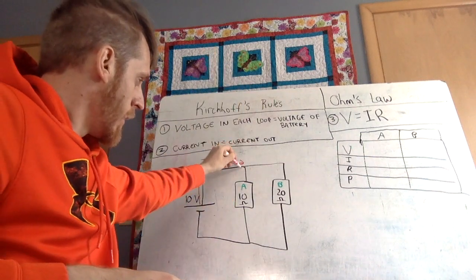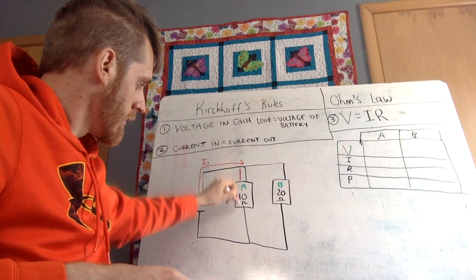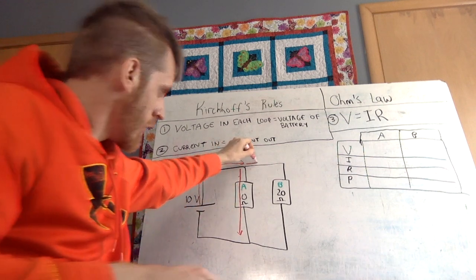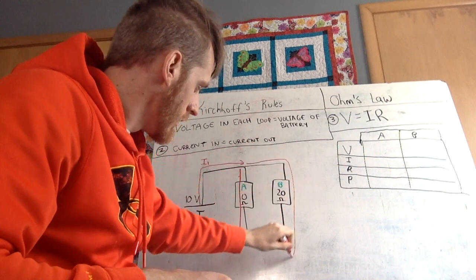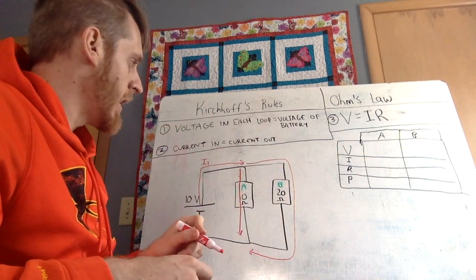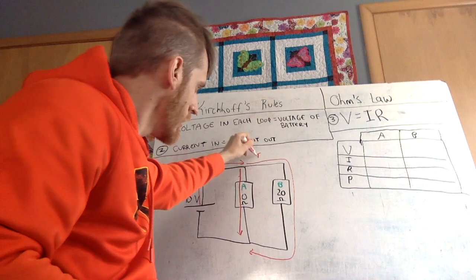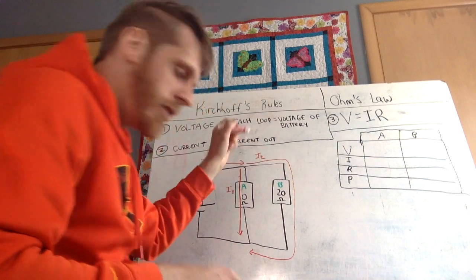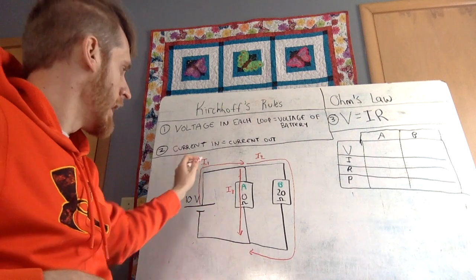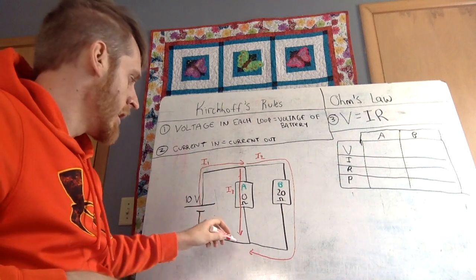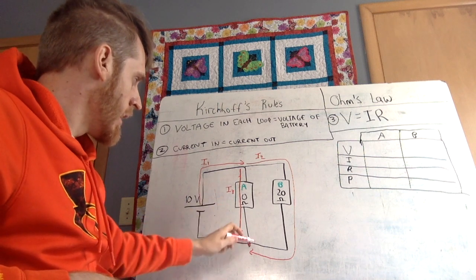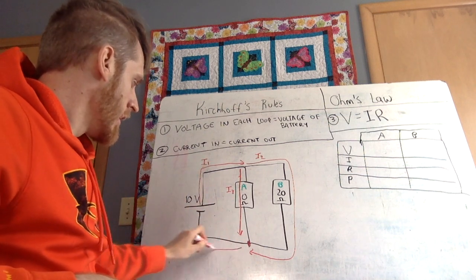Part of that current's going to go down this way, and the other part is going to go this way. It's going to split into two. And they're going to meet back up here at that spot. We'll call this I2, and we'll call this I3. It doesn't matter what you label them as, just make sure you label them something different. So I called it I1, I2, I3, and then I3 and I2 are going to meet back up and come back to the battery.